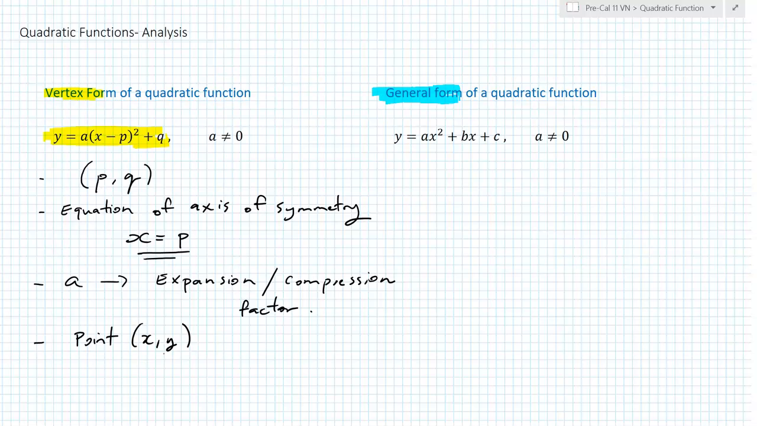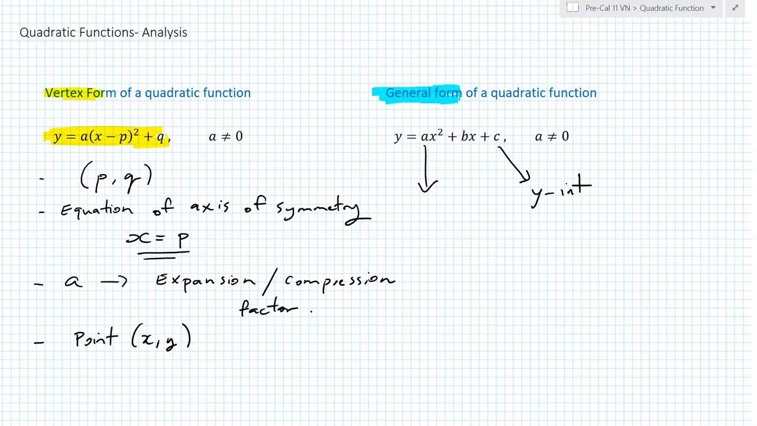basically graph the quadratic function. All right, with the general form, we only know that c is the y-intercept, because when you set x equal to 0, that's how you get the y-intercept. So the value of c is the y-intercept. The other thing we do know is a, the expansion or compression factor and the orientation of the graph. Is it upside up or upside down?